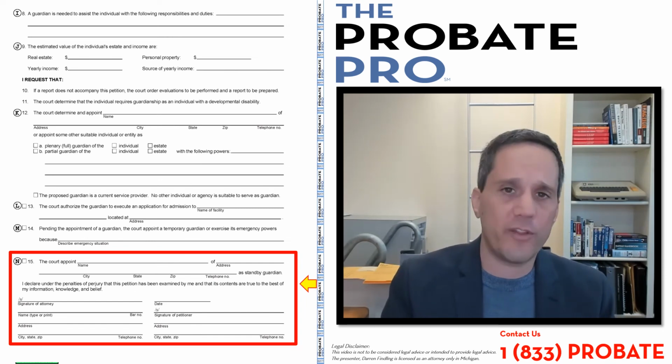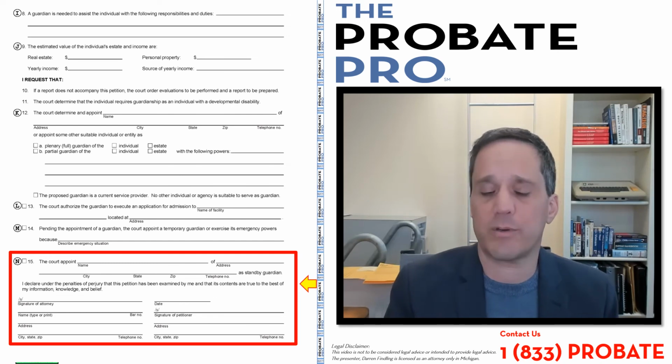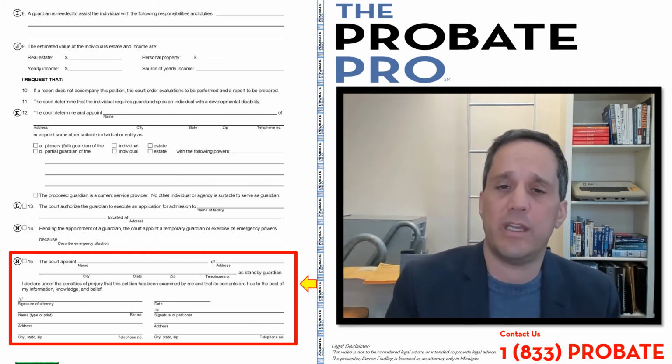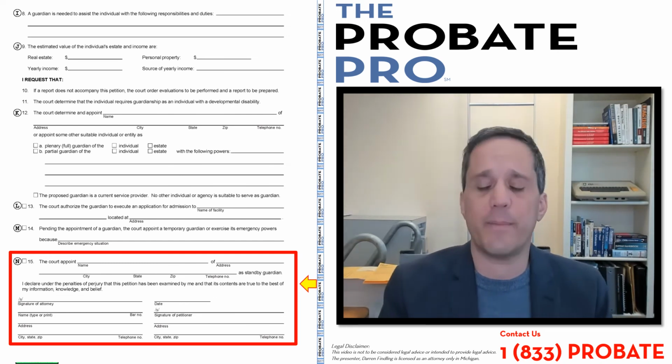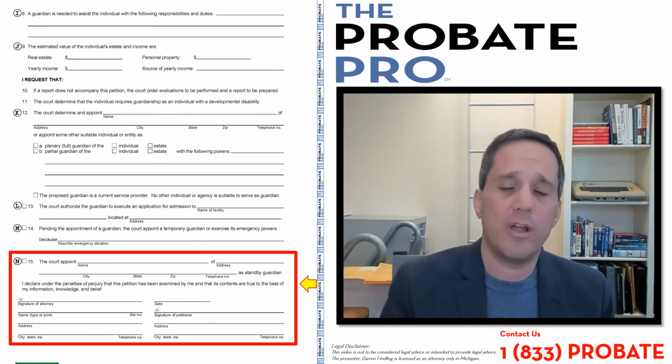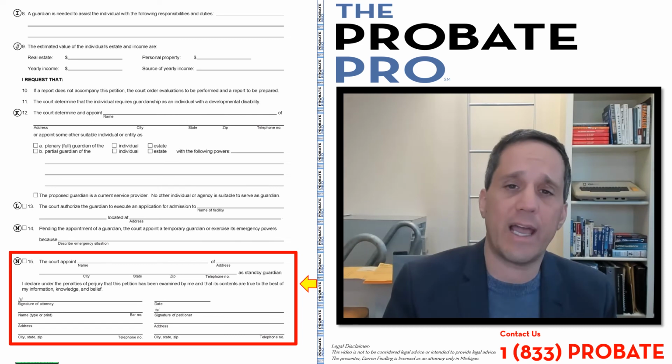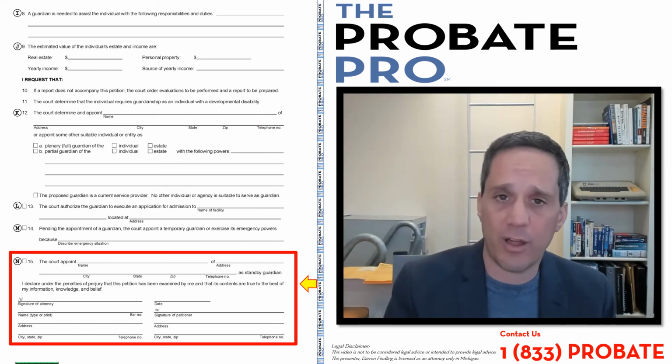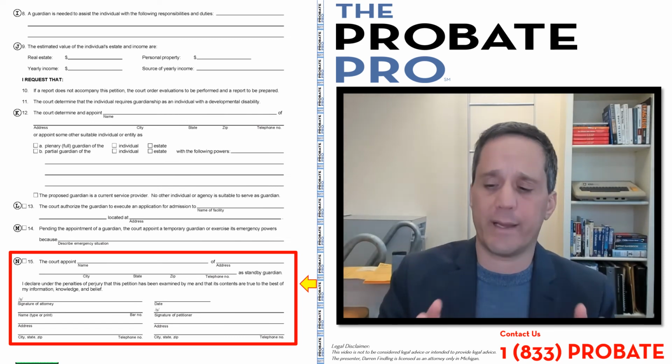Again, with all these petitions, these SCAO petitions, there's a declaration under the penalty of perjury that the information contained within is true to the best of your information, knowledge, and belief, a spot for the petitioner to sign with their address and information, as well as a spot if there's an attorney involved. Again, there's so much going on here.